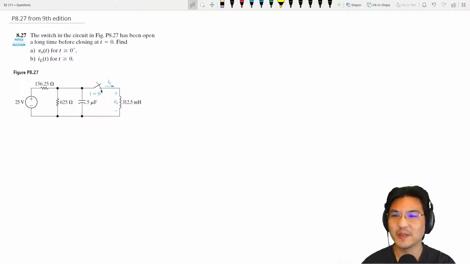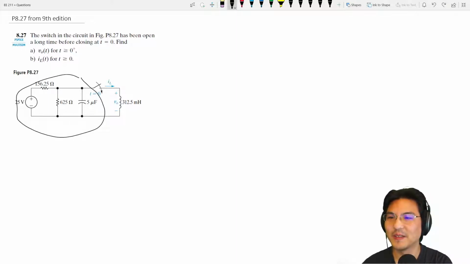Hey everybody, let's go over this second order circuit. I can already see it's a long problem because it's 2 questions and each one seems like a lot. Okay, so this switch is open for a long time, which means, let's just look at this right here.